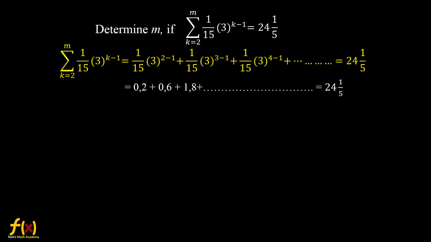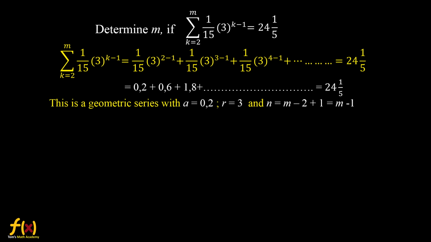So we realize that it is a geometric series with a equal to 0,2 and r is 3. Divide the second term by the first term. And n, how do you calculate the number of terms? We are going to calculate m minus 2 plus 1. Simplify, we get m minus 1. So we have all the necessary numbers. Now the sum is also available. What is the sum? 24 and 1 over 5.